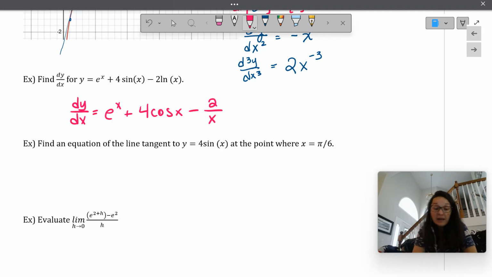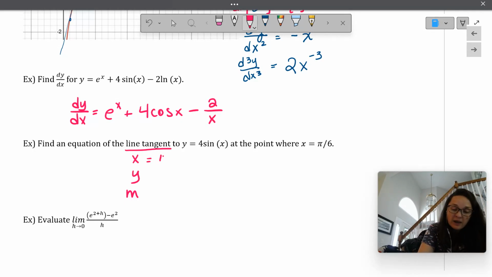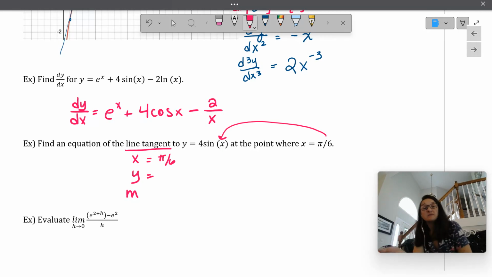If you want to make a tangent line, you need x, y, and slope. If I want a tangent line to y equals 4 sine x at x equals pi over 6, x is pi over 6. Y is what I get when I plug pi over 6 into there. The sine of pi over 6 is the sine of 30, that's a half. 4 times a half is 2.